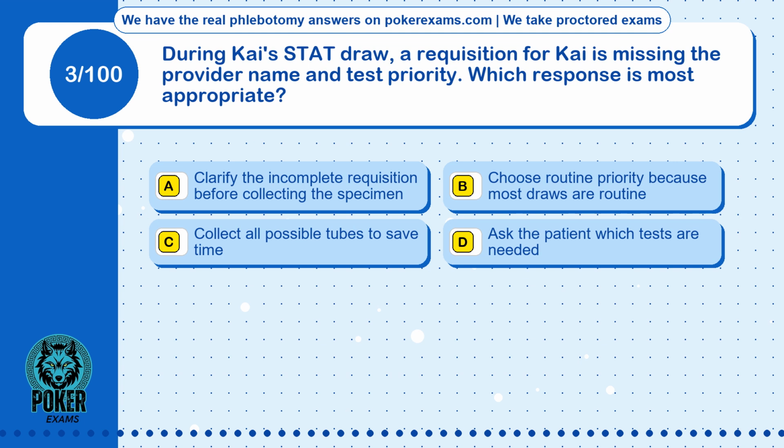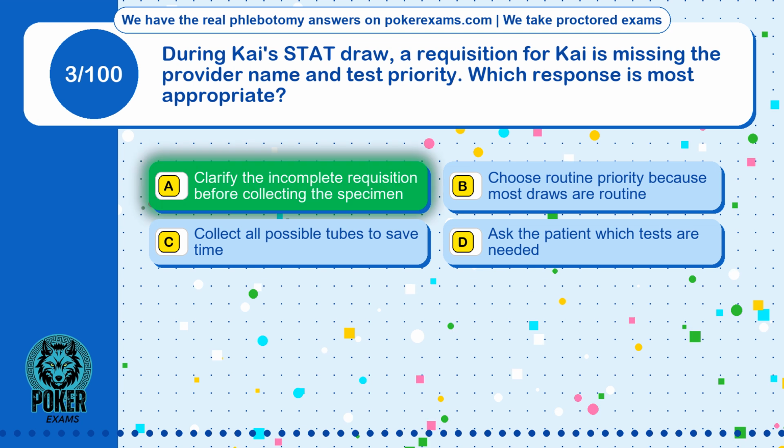Question 3. During Chi's stat draw, a requisition for Chi is missing the provider name and test priority. Which response is most appropriate? Option A. Clarify the incomplete requisition before collecting the specimen. Option B. Choose routine priority because most draws are routine. Option C. Collect all possible tubes to save time. Option D. Ask the patient which tests are needed.